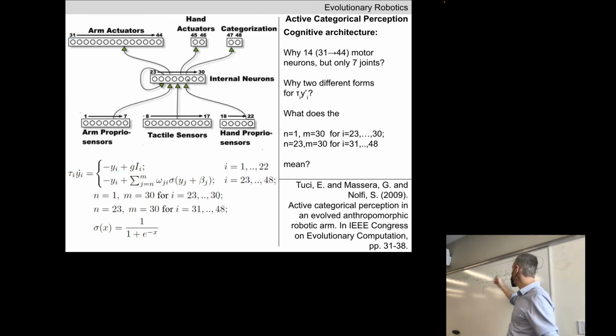8 of them are hidden neurons. And the remaining 17 of them are motor neurons. So far, so good? Okay. So we've got 48 differential equations. The first 22 have this form. The remaining differential equations have this form. This should look relatively familiar to you.